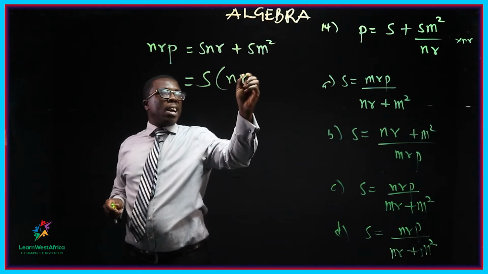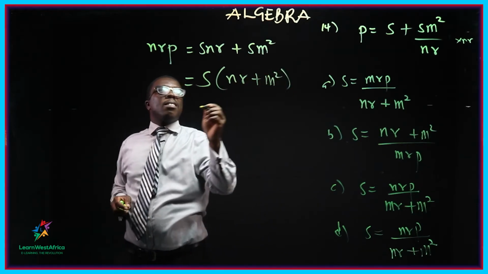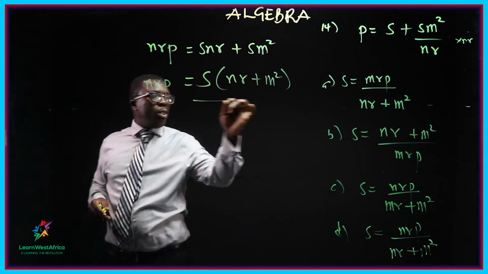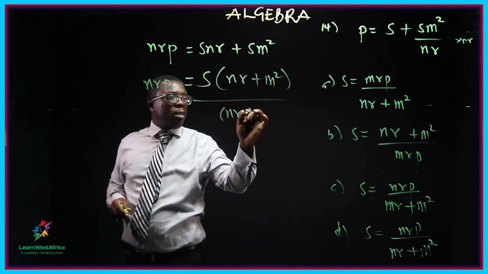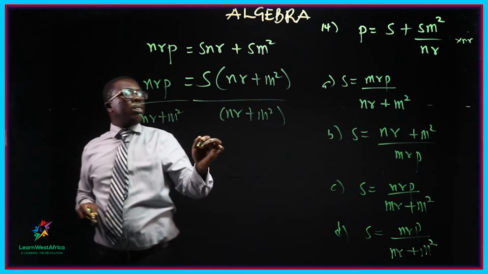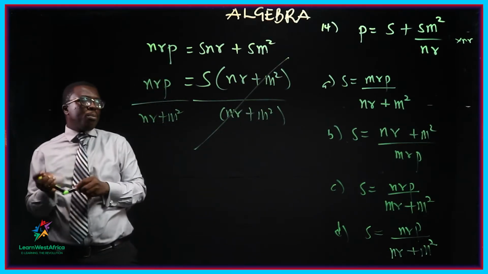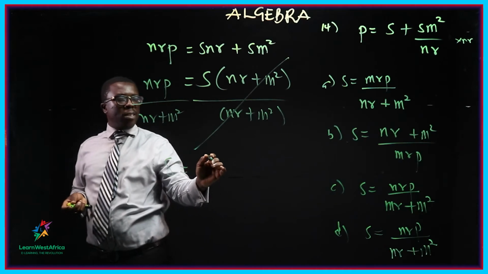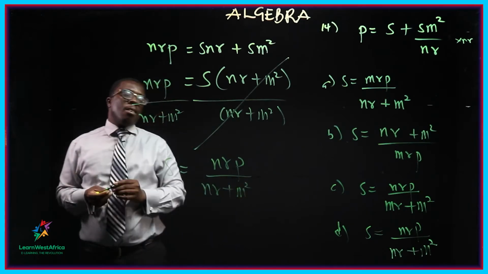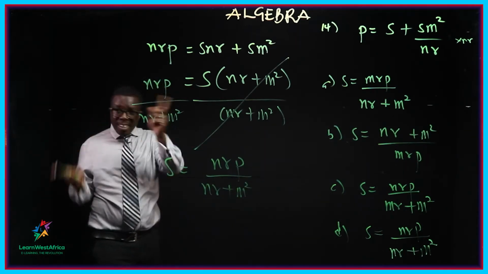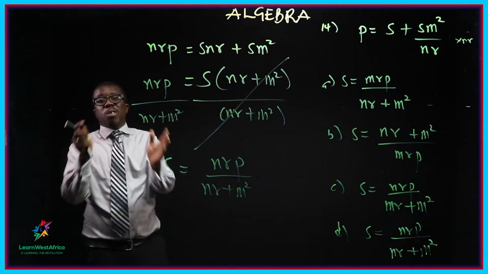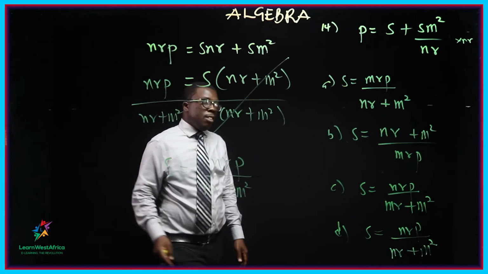Now we have S times NR plus M squared equals NRP. What you want is to divide both sides by NR plus M squared, so this will just cancel that. Then S is equal to NRP all over NR plus M squared. Addition is commutative, so NR plus M squared is the same as M squared plus NR.